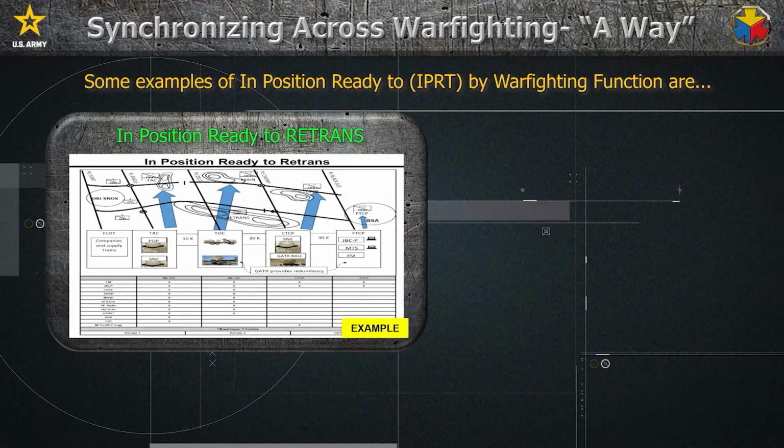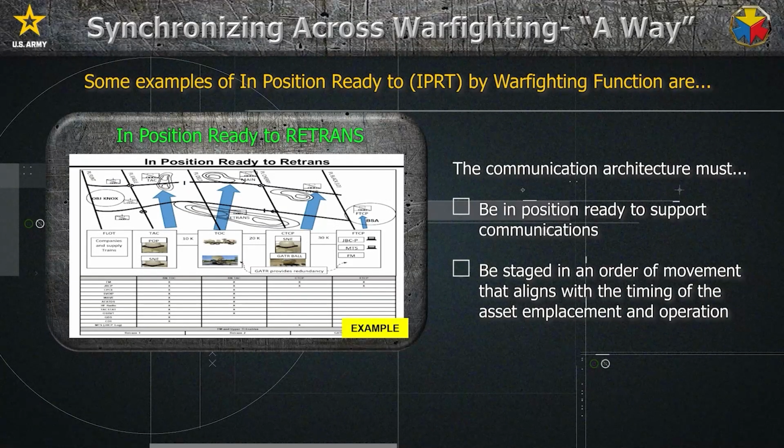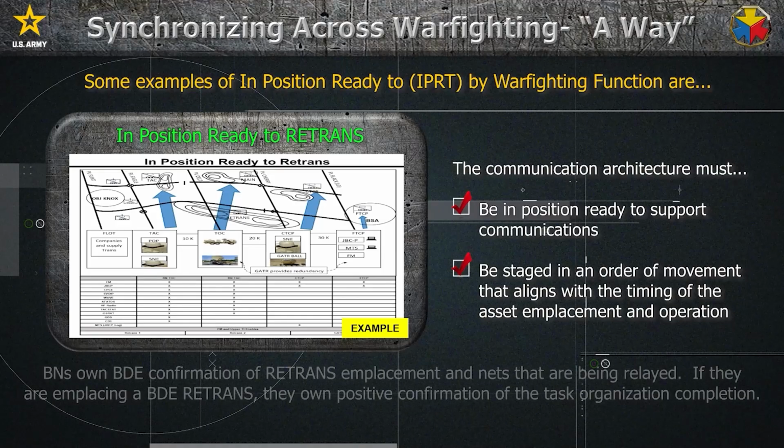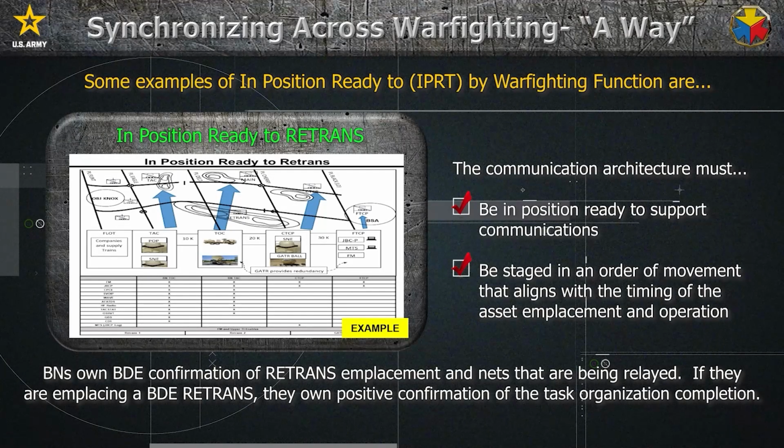In position ready to retrans. The communication architecture must be in position, ready to support communications, or must be staged in an order of movement that aligns with the timing of the assets in placement and operation. Battalions own brigade confirmation of retrans in placement and nets that they will be relayed. If they are in placing a brigade retrans, they own positive confirmation of the task organization completion.